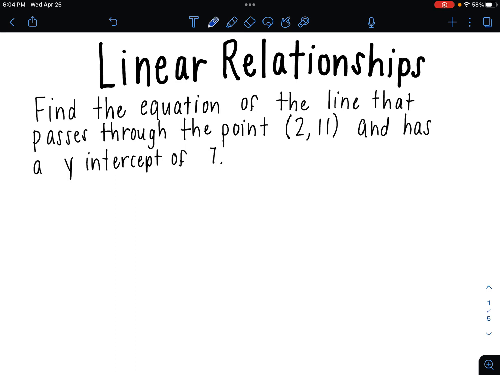All right. We are going to talk about linear relationships and how we can use the point-intercept form to write the equation of a line given just a few different pieces of information.